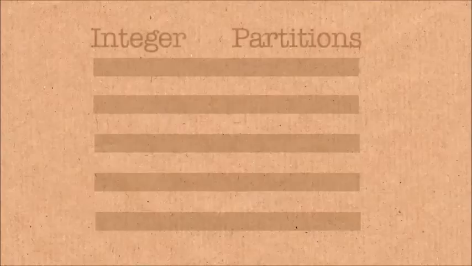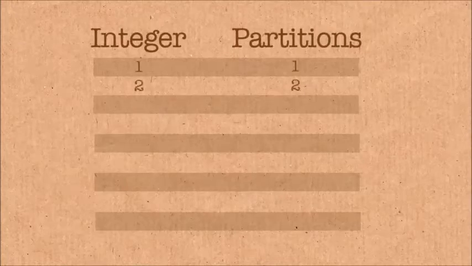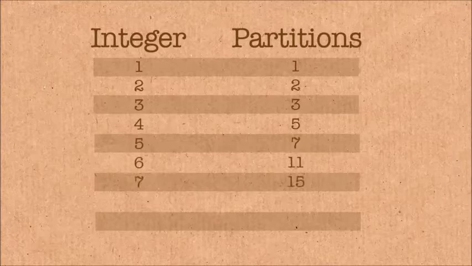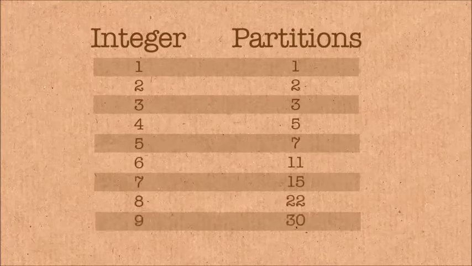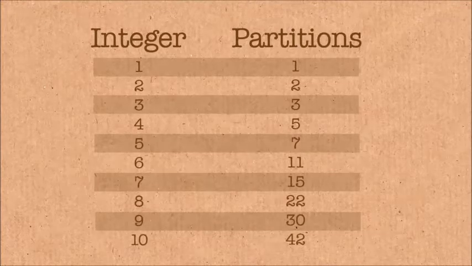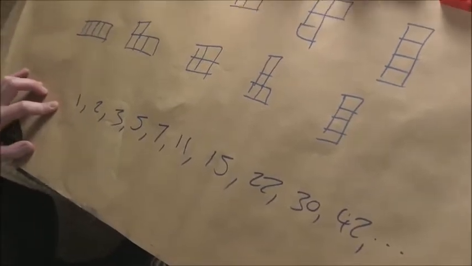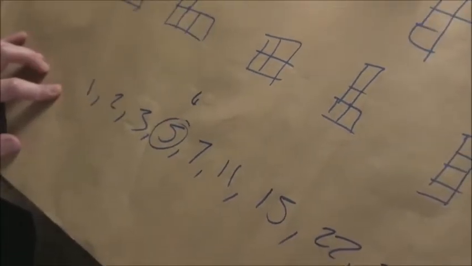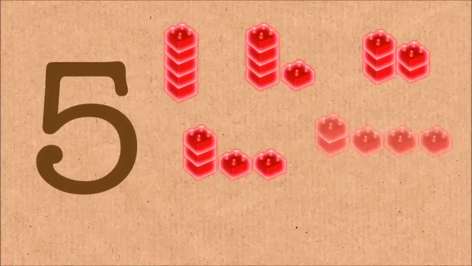So let's look at the sequence of partitions. So the sequence is this: 1, 2, 3, 5, 7, 11, 15, 22, 30, 42, and so on like this. Okay, so when we were looking at partitions of 4, that's for this one here. There are 5 partitions of 4. So if that's breaking down the number 4, there are 5 ways of doing it. If you wanted to break down the number 5, there'd be 7 ways of doing it, and so on.